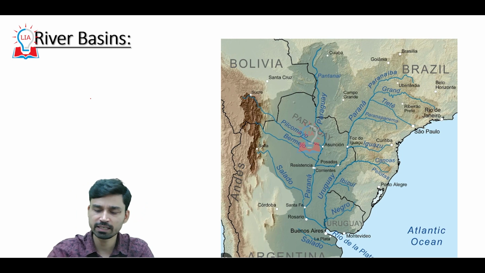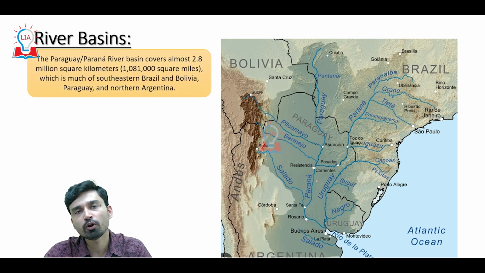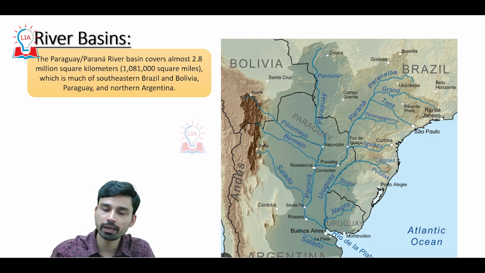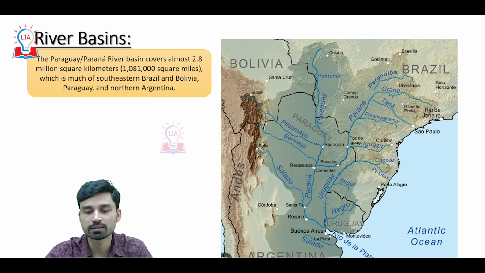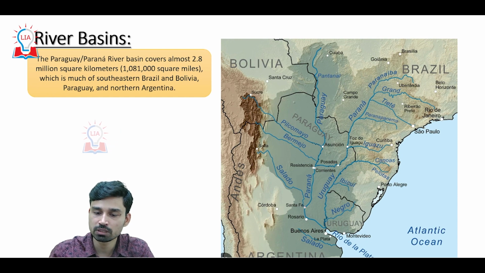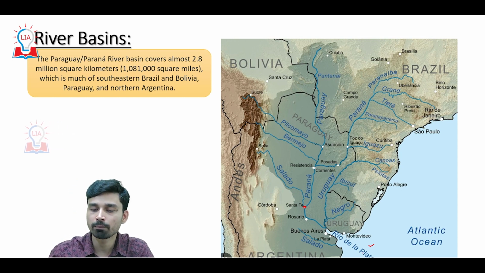The third river basin is what we call the Paraguay or Parana river basin. This Paraguay or Parana river basin covers almost 2.8 million square kilometers of area, which is much of the southeastern part of Brazil, Bolivia, Paraguay, and northern Argentina. If we look at this diagram, you can see this is our Parana river, and from the northern side we have the Paraguay river, and both the Parana and Paraguay rivers join together and then discharge their water into the Rio de la Plata.